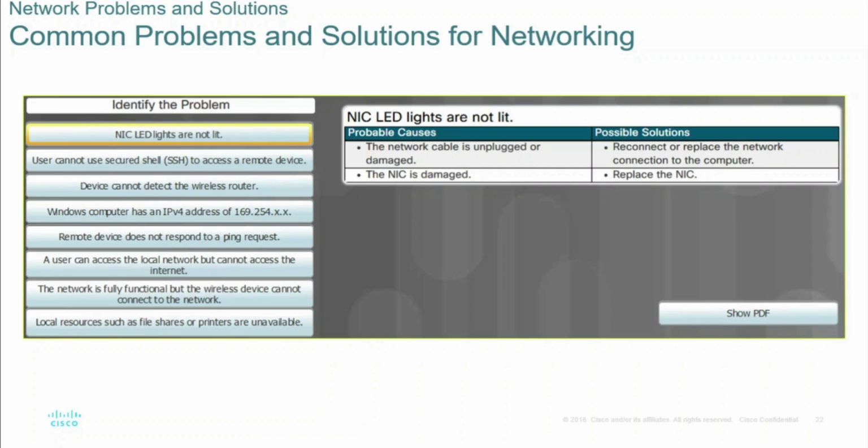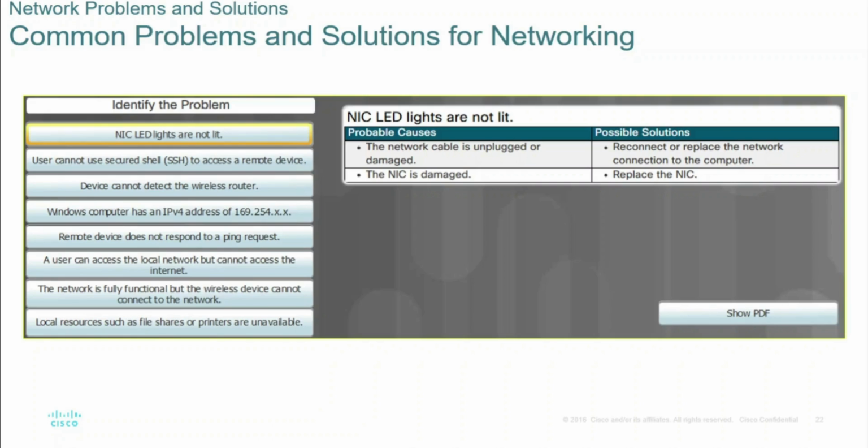Now, a user can access a local network but cannot access the internet. Meaning, if there is a mobile phone and laptop connected to your home network, you can ping from the mobile phone to the laptop, but you can't ping from your laptop to an internet system, which can be google.com or cisco.com, any website. Next problem: a network is fully functional but a wireless device cannot connect to the network. Local resources such as file sharing or printers are unavailable. So these are the common networking problems.